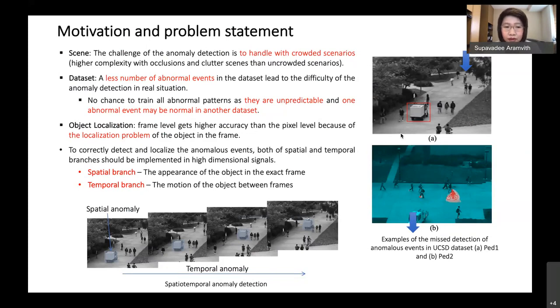And to correctly detect and localize anomalous events, we need to take into consideration both the spatial features and the temporal features.